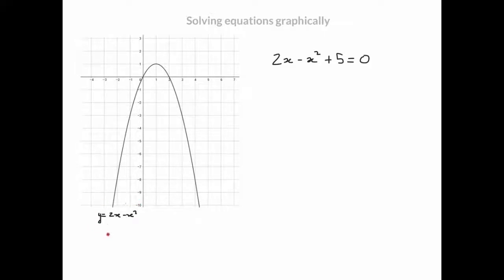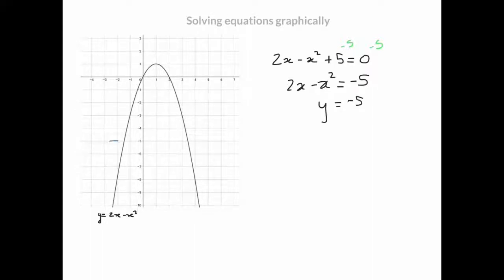to use this graph. To do so here, you see that we can subtract 5 on both sides to get the equivalent equation 2x minus x squared equals minus 5. And once we've done that, you see that the expression we have on the left-hand side is the same one as we have for our graph here. So basically what we want is the point on the graph for which y is equal to minus 5.